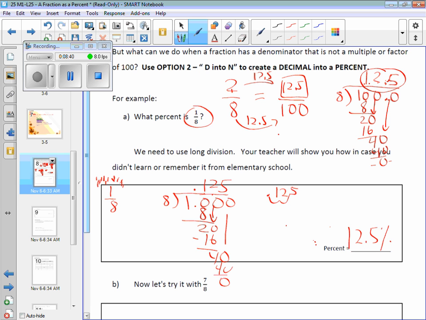It was 1 over 8. I changed it to 1 to show you what you would do. Going back to the original, Mel, it's this. Okay? Let's try it with another one.